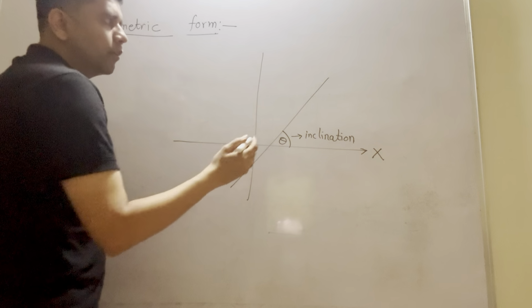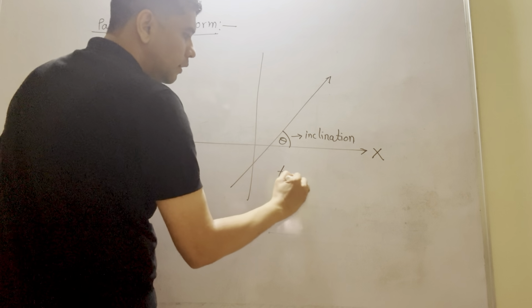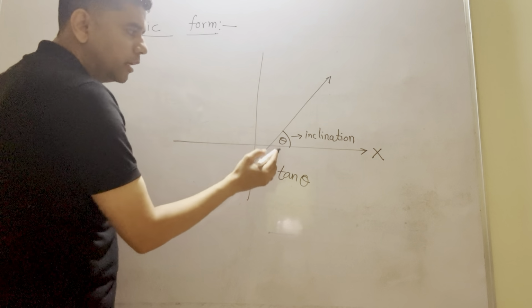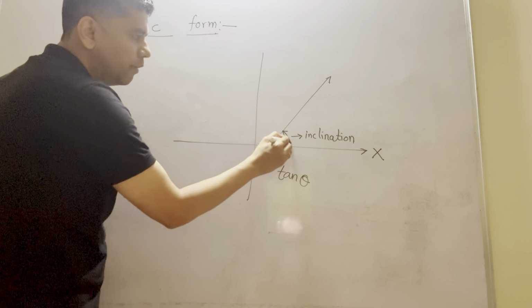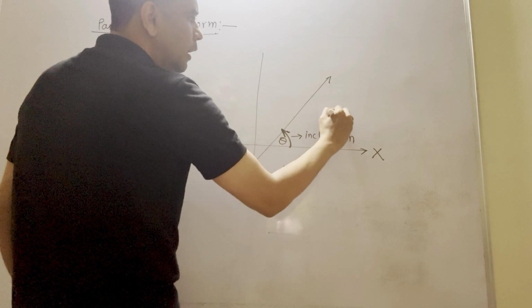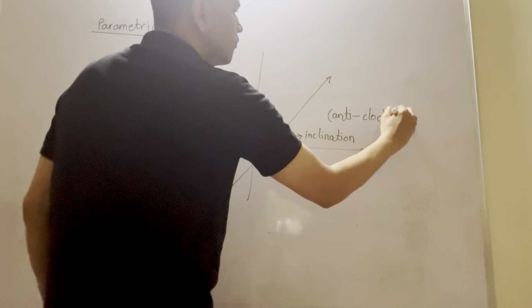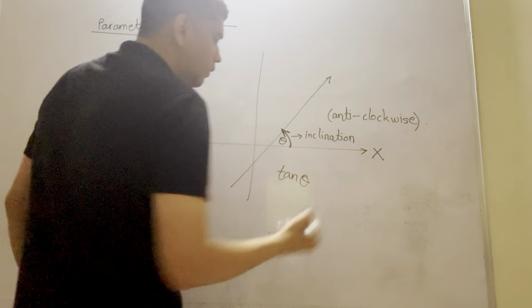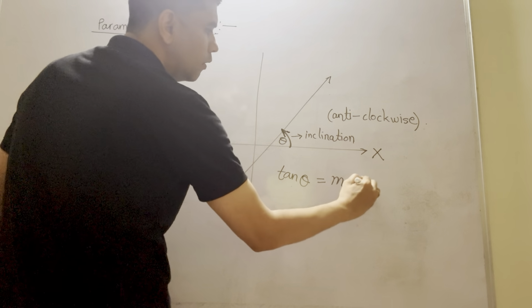And there is one more method of finding the slope of the line, which is tan theta. But can this theta be anything? No, it has to be measured in the anti-clockwise direction, away from the x-axis, like this. So I'll write here, anti-clockwise direction. Okay, then tan theta is supposed to be the slope of a line.